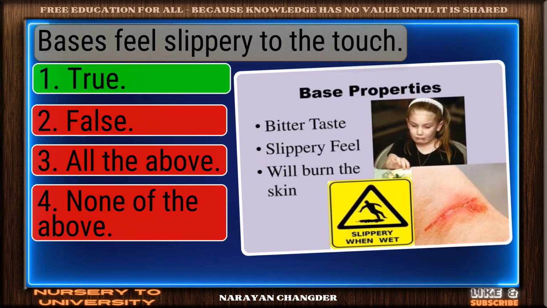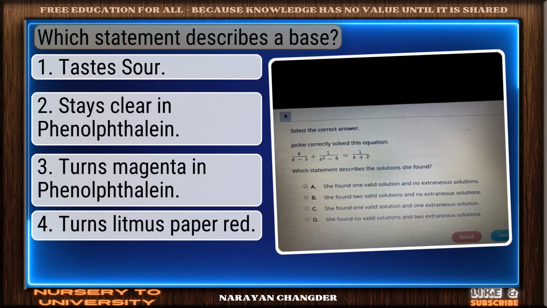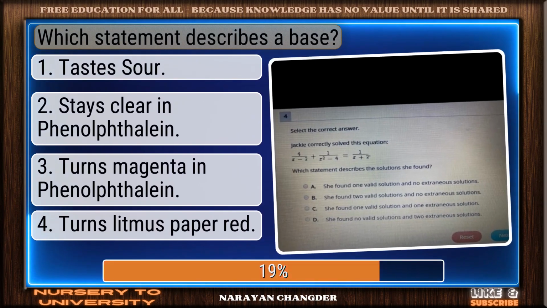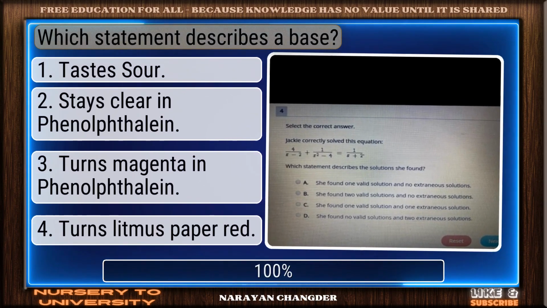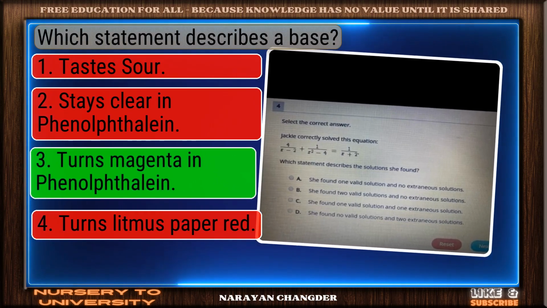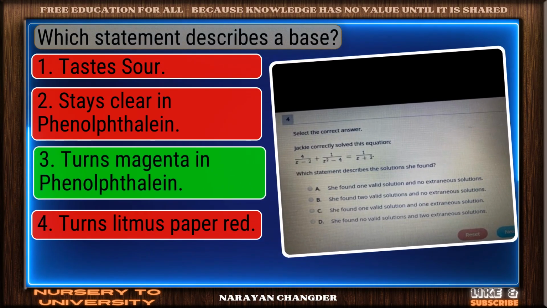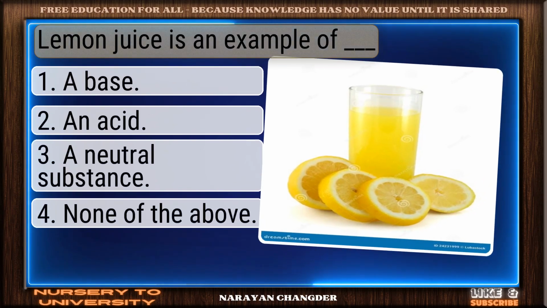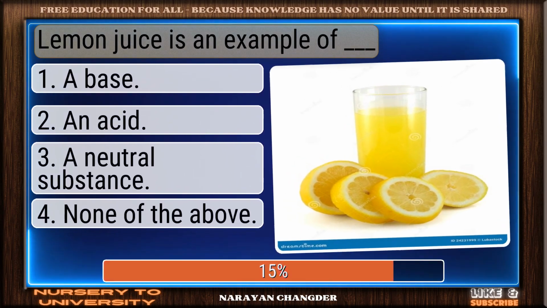Excellent. True is a brilliant choice. Question number 102. Which statement describes a base? Solid response. Turns magenta in phenolphthalein is a valid choice. Question number 103. Lemon juice is an example of dash.